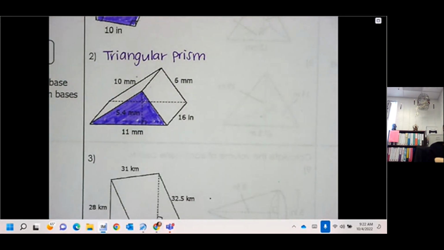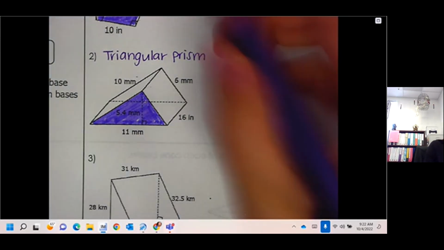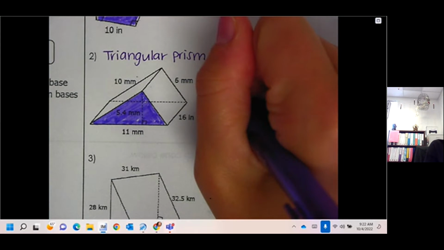So anytime I have that little square thing at the bottom, that means that it's the base, right? I mean, not always, but yes, like 9 times out of 10, yes. Okay, so we've got a triangular prism. Our base shape is a triangle. So our big B is going to be a triangle.